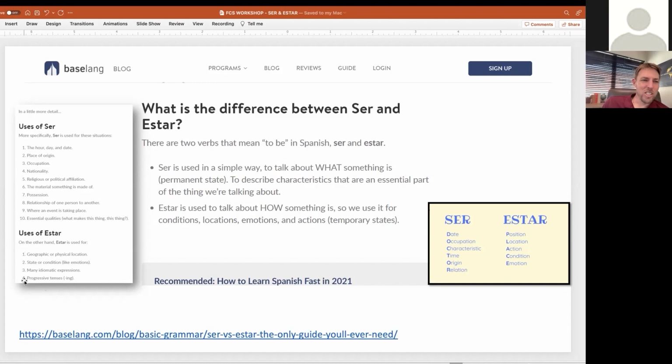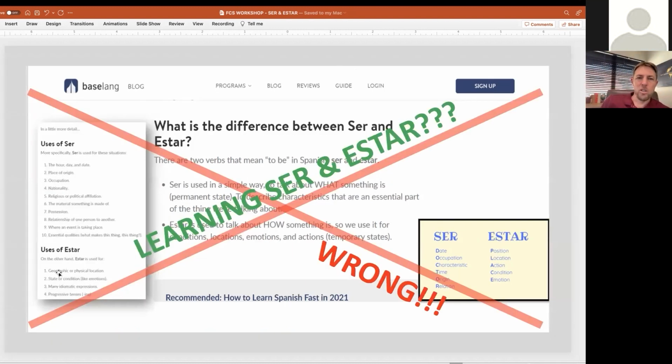Okay. Uses of estar: geographic location, state or condition, idiomatic, you get the point. The point is they're filling your brain with stuff you will never remember in the real world, in the moment when you're talking. And that's why people have so much trouble with this. All right. So what we're going to do is simplify it.